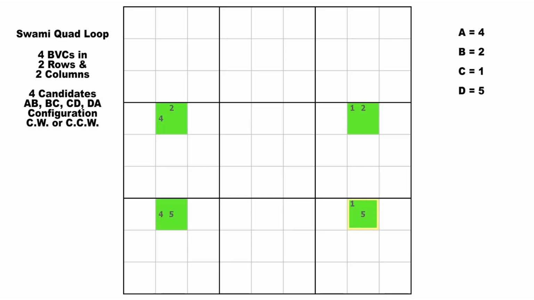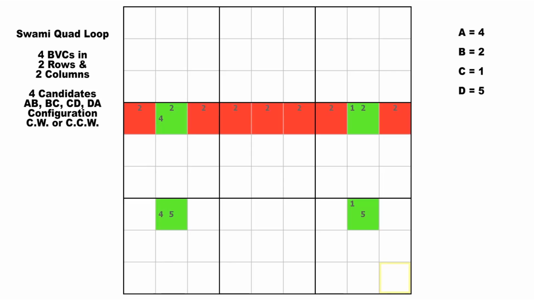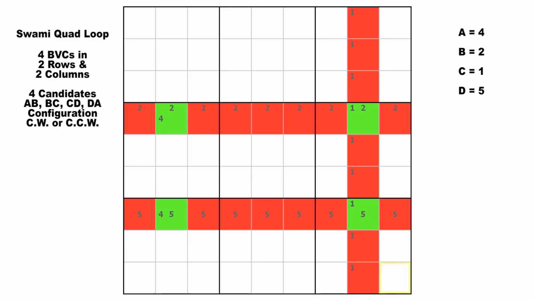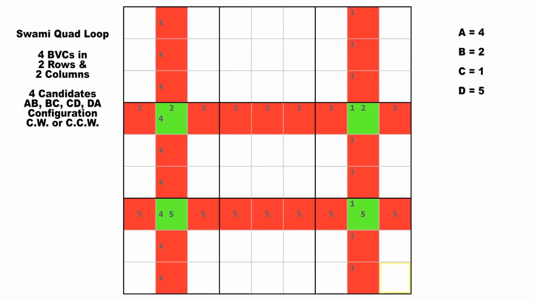No matter whether you're going clockwise or counterclockwise, the next cell in the loop must contain one of the candidates in the previous cell, otherwise they cannot be linked, capiche? And that common candidate is the one that you can eliminate from the rest of that row or column. So here in this diagram, you can eliminate all the 2s from the rest of row 4, and all the candidate 1s from the rest of column 8, and all the candidate 5s from the rest of row 7, and all the candidate 4s from the rest of column 2. Got it? All right, let's go to the next one.